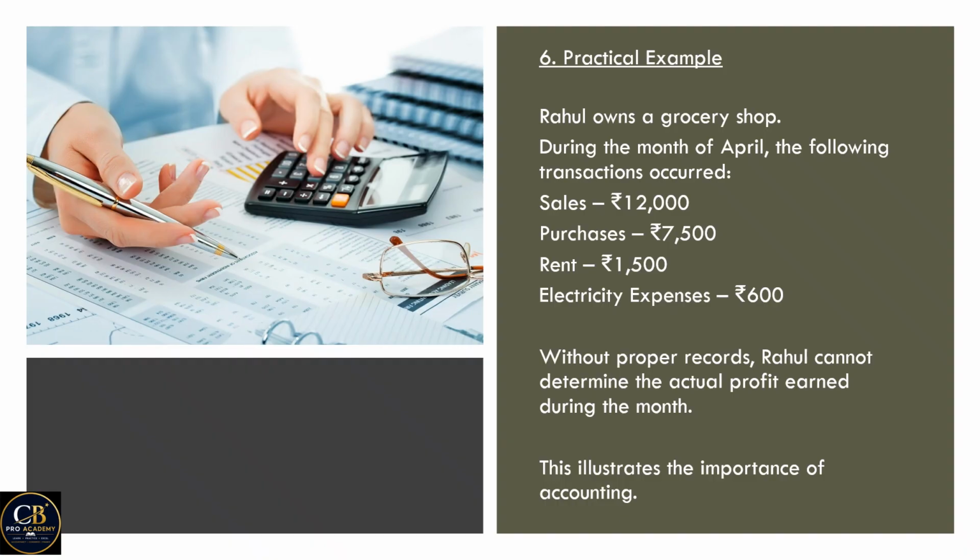Practical example. Let's take a look. Rahul owns a grocery shop. During the month of April, the following transactions occurred in his shop. Sales: he has made sales of 12,000 rupees. He has made purchases of 7,500 rupees. He has paid rent of 1,500. Electricity expenses were 600. If Rahul doesn't maintain proper records, he cannot determine the actual profit earned during the month. That's why accounting is important. If we don't maintain any records, you won't know your actual profit or loss during a particular period in the business.